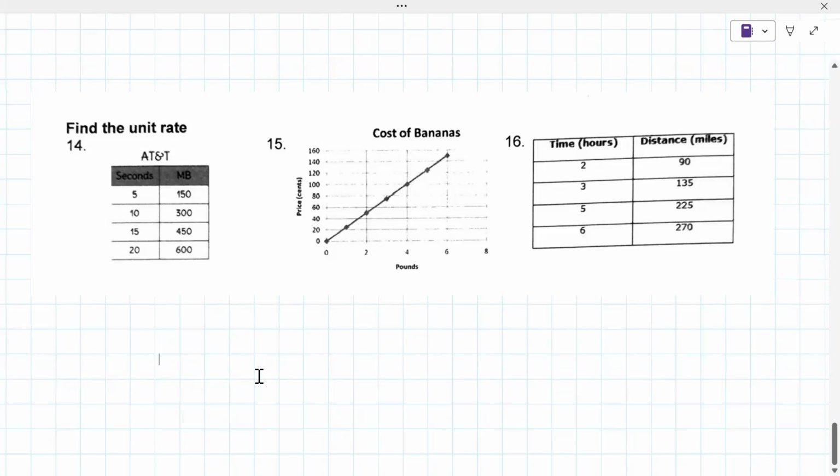So for the unit rate, 1 second for 15 MB. While that's true, it's more common to say megabits per second. Okay, so it would be 15 megabits per second. Usually it's the larger over the smaller, not always. If we've got X and Y, it's usually the Y over the X. Okay.